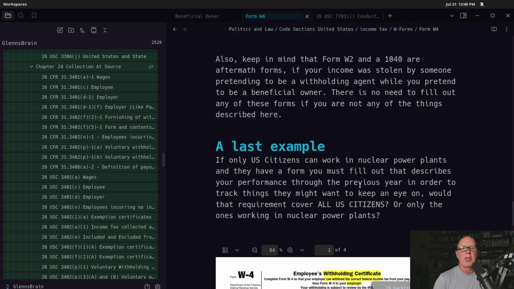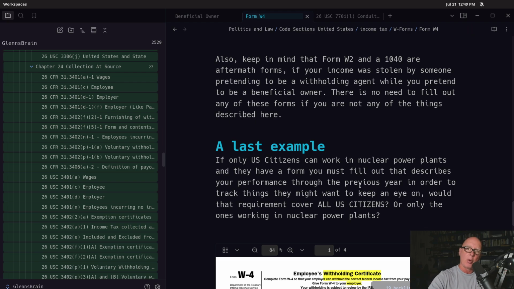But the one thing I wanted to give you an example of, and I've heard another guy give a pretty good example, is that there are code sections in the USC that refer to people that work at nuclear power plants. And the code section says you have to be a United States citizen. And so only United States citizens can work in a nuclear power plant. And I'm just making this up. It may or may not be true, but you'll get the point. So only United States citizens can work in a nuclear power plant.